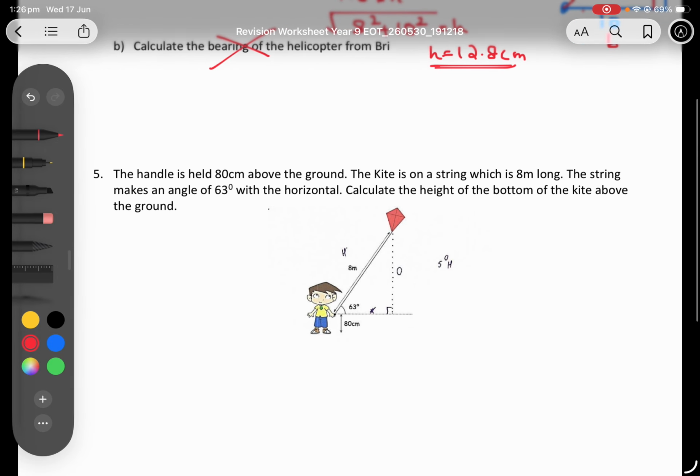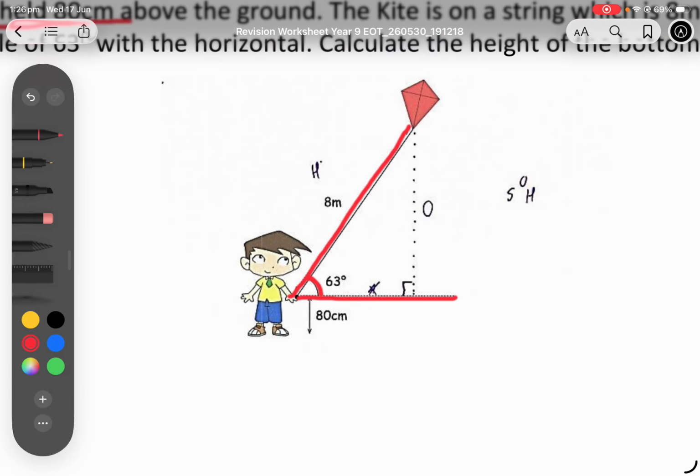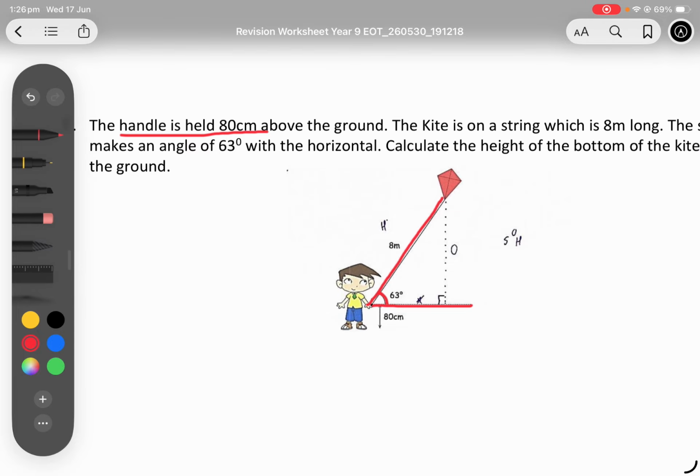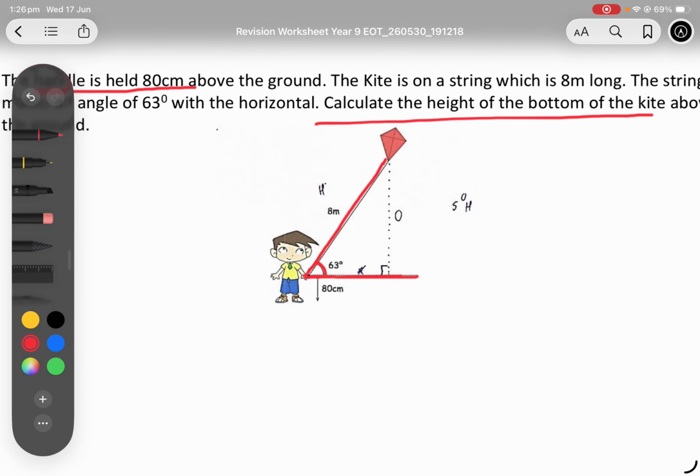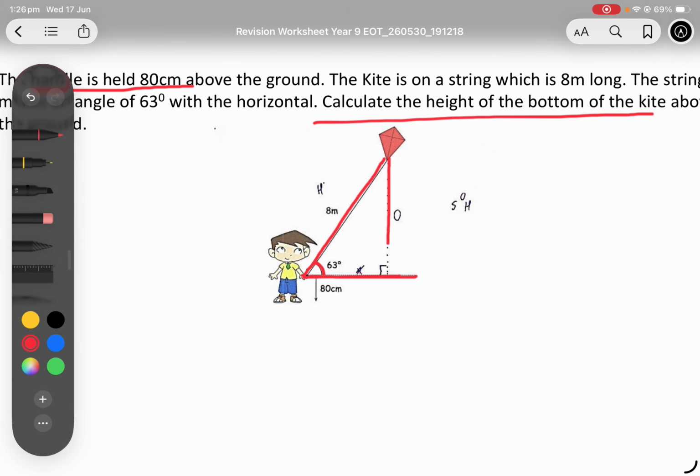Now a handle is held 80 centimeters above the ground. The kite is on a string which is 8 meters long. This is the string of the kite. The string is making an angle of 63 degrees with the horizontal. Calculate the height of the bottom of the kite from the ground. That means this is the height of the kite, but from the ground, this is the ground.